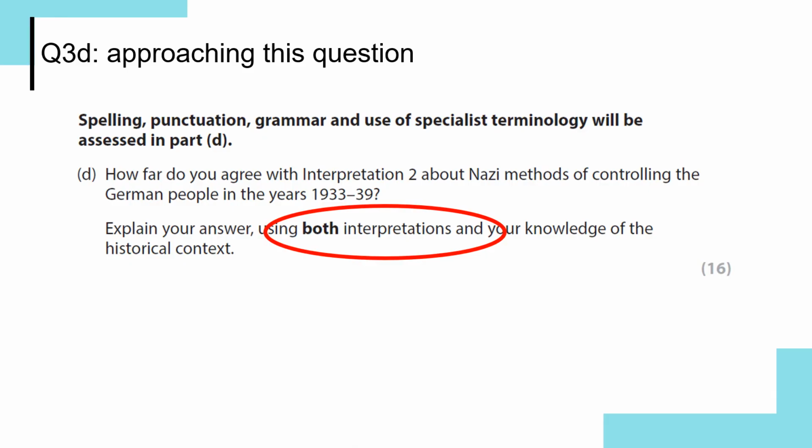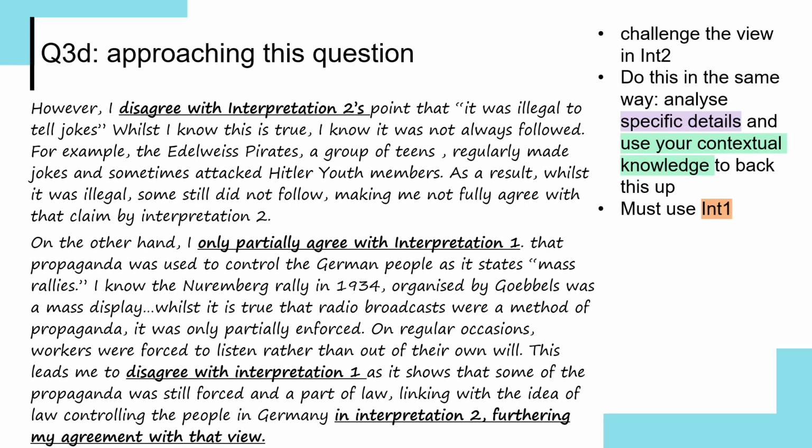So once you've examined interpretation 2, you must also examine the challenge that's offered through interpretation 1. The interpretations do not need to be dealt with in equal depth, but both need to be examined explicitly. Forgetting to do so can really limit your marks on this answer. This candidate then goes on to challenge the view presented in interpretation 2. You must do this to access the higher marks.